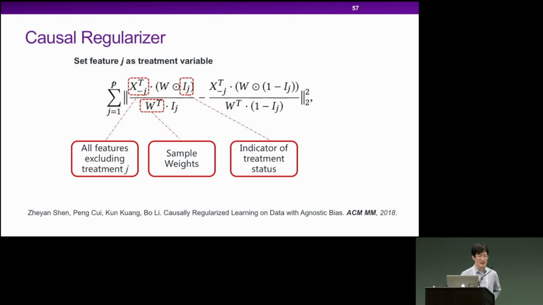So here you can see that we can first try to learn the W from the observed data, right? The X is all of the features excluding the treatment J, and W here is the sample weights, and the I_J here is an indicator of treatment status. So when we try to minimize this loss, we are trying to find a W that can balance the treated and control groups for every variable.